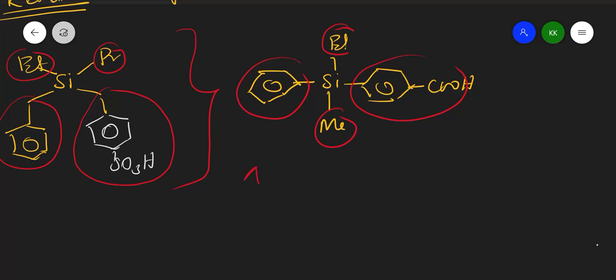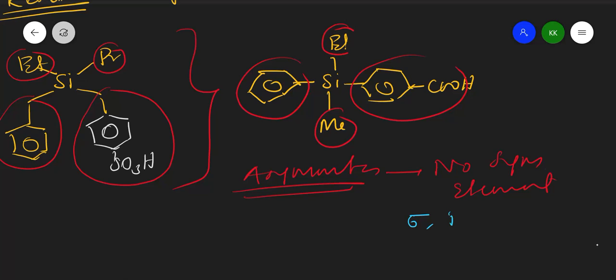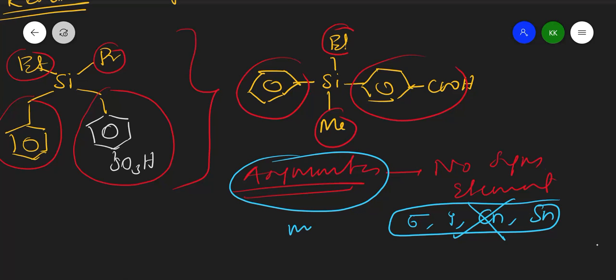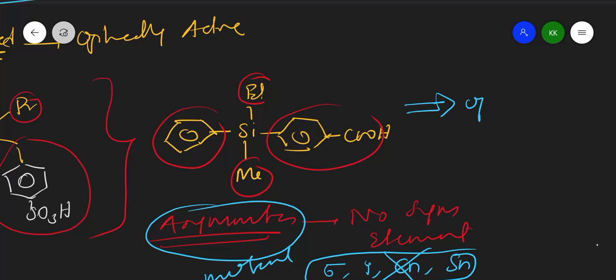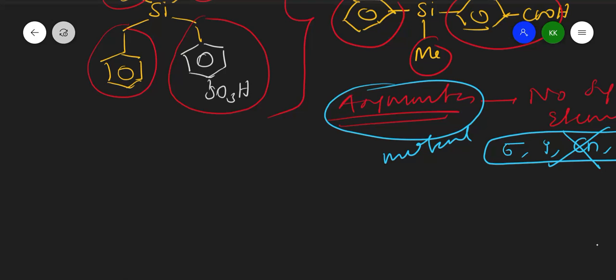You should understand, asymmetric means the whole molecule has no symmetry elements. Symmetry elements consist of plane of symmetry, center of symmetry, axis of symmetry and mirror plane symmetry. These symmetry elements will be absent in such a molecule, so we call it an asymmetric molecule. This molecule will be optically active, and this is also optically active. This molecule was also resolved by the scientists. So these are two molecules. One more molecule, let me give you.